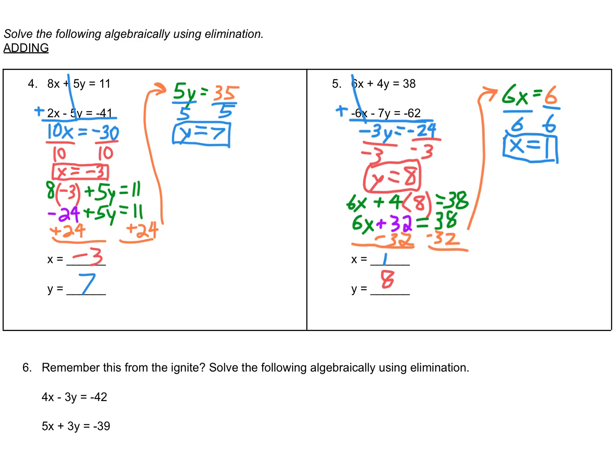So that's the idea of elimination. I want to be able to add my equations together so that when I do add them, I have a positive and negative of the same number, so that one of the variables cancels.